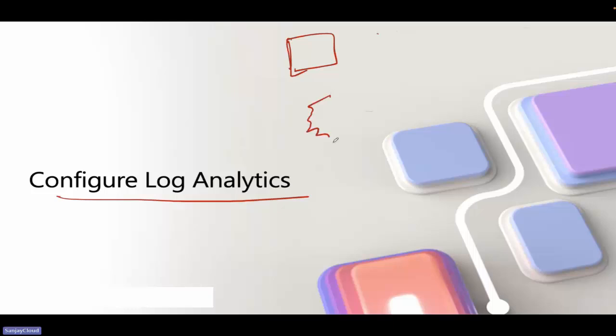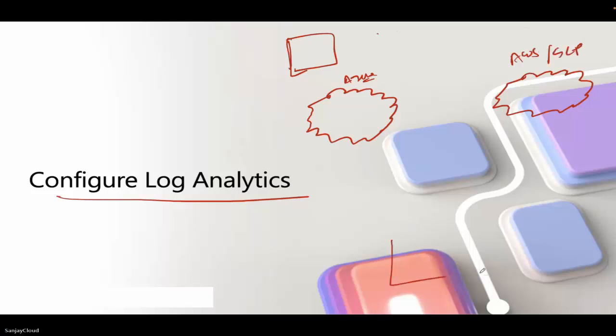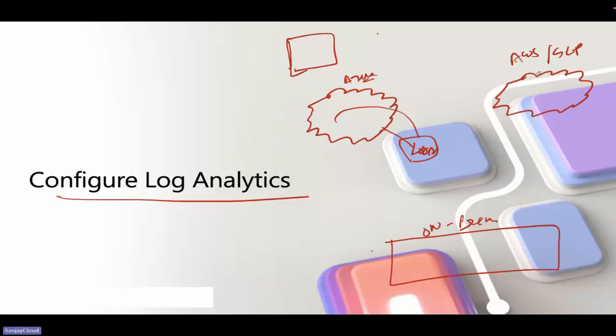Let me give you an idea. So Azure, AWS, GCP, on-prem, correct. So what we will do, we will create into Azure a workspace that is known as a Log Analytics workspace, where you would be able to ingest all Azure logs as well as other cloud logs, as well as your on-prem logs for on-premise resources.